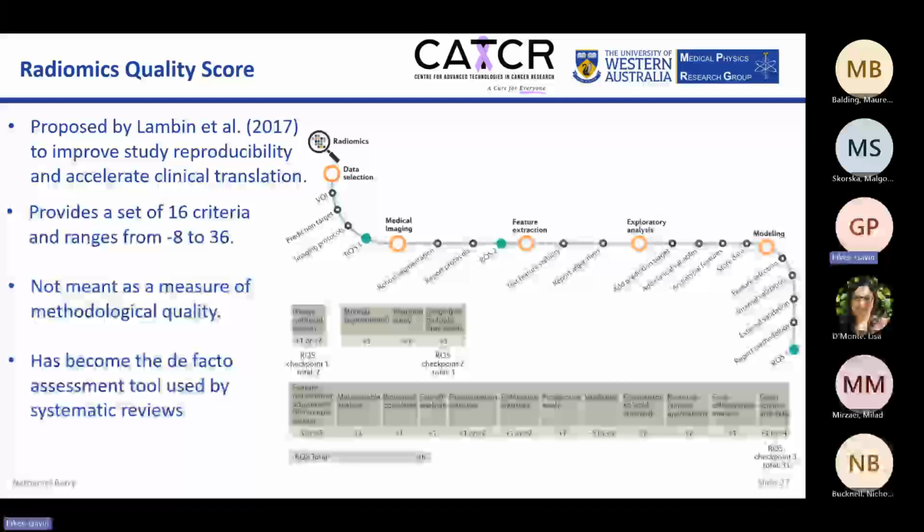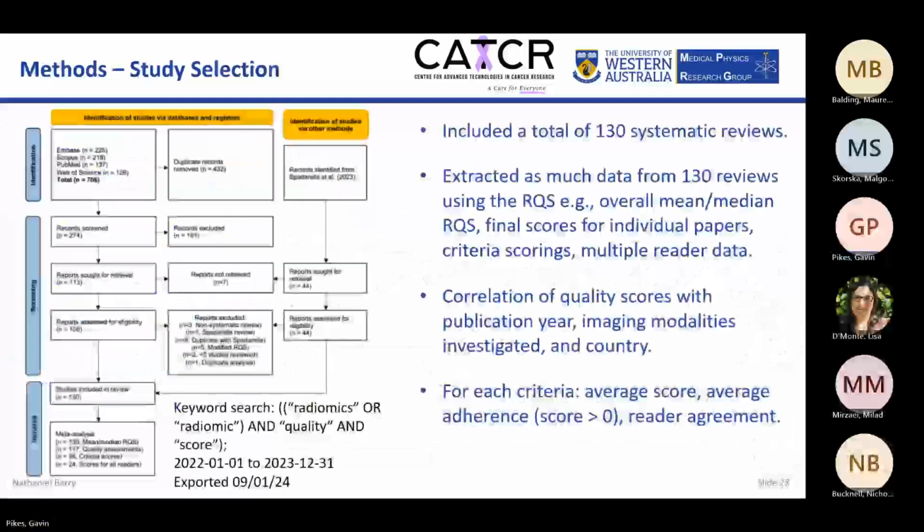So I was thinking that it might be a good idea to try and collate all of the applications of this radiomics quality score by these systematic reviewers. So this is basically a systematic review of other systematic reviews, which includes a total of 130 of them. And so we grabbed all the applications of those radiomics quality scores and attempted to correlate them with publication year, imaging modalities investigated by the papers that were evaluated, and the country as well, and then tried to summarize all these scores.